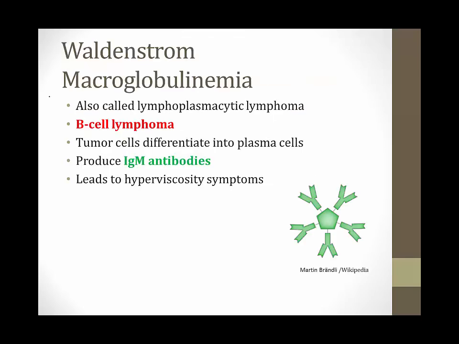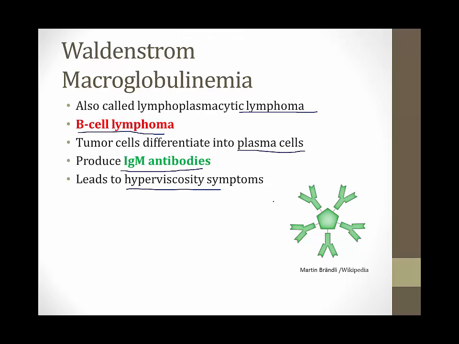Our last disorder for this module is called Waldenstrom macroglobulinemia. It's also called lymphoplasmacytic lymphoma, and if you know that name, it's an easy way to remember that this is a form of B-cell lymphoma. However, in this form of lymphoma, the tumor cells differentiate into plasma cells and begin producing IgM antibodies. And a key feature of this disorder to be aware of, especially for step 1, is the fact that IgM antibodies in excess produce hyperviscosity symptoms.